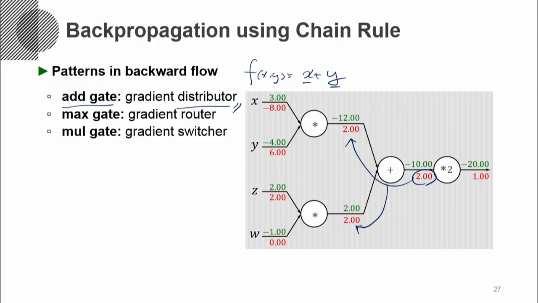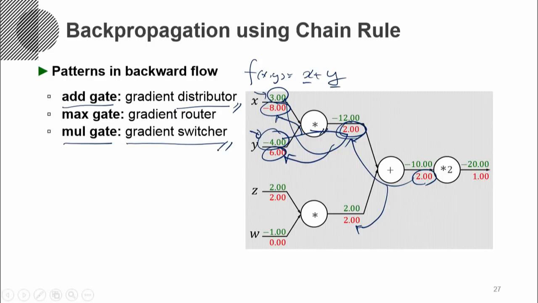And then what about this multiplication gate, where we see this multiplication here? As we saw earlier, this gradient is multiplied by this value to generate this, and this gradient is also multiplied by this to generate this. And thus we can view this as a kind of exchanging process of the gradient based on their input values. So we can view it as a gradient switcher.